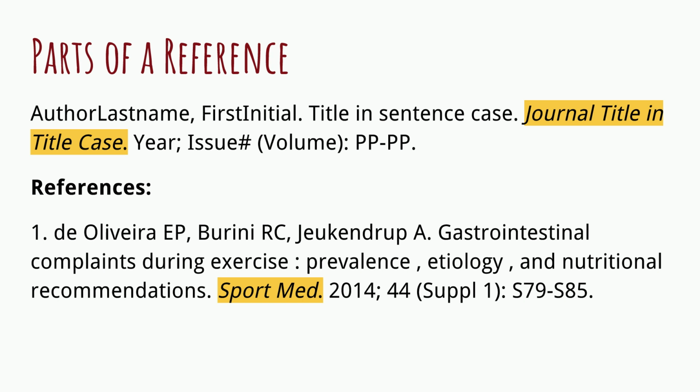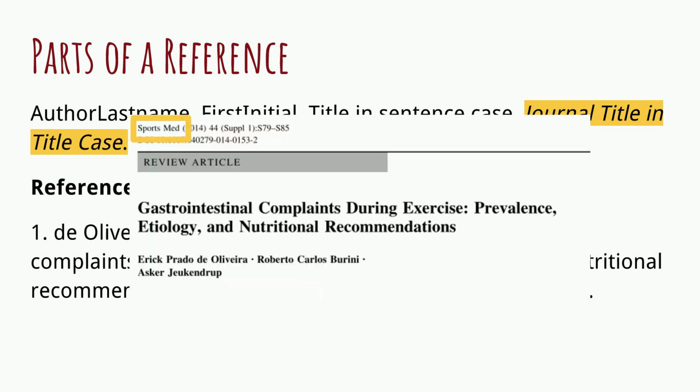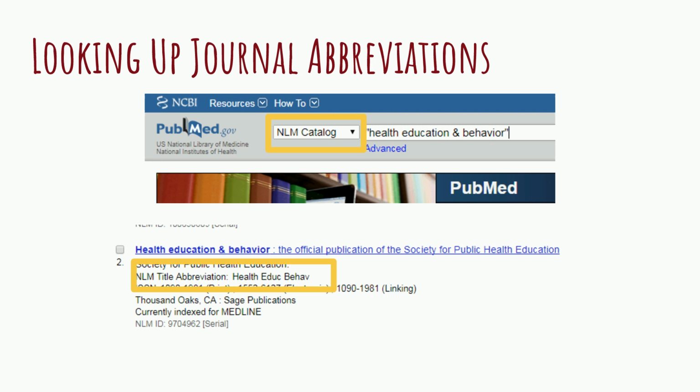Unlike the title of the article, the title of the journal it's published in should be in title case. That means each word begins with a capital letter. The title of the journal is sometimes found at the top of the first page of the article and occasionally at the bottom or elsewhere. In this example, the title is Sports Med, which is an abbreviation for sports medicine. One core component of AMA style is that scholarly journal titles are abbreviated according to NLM format. You can find this abbreviation in PubMed.